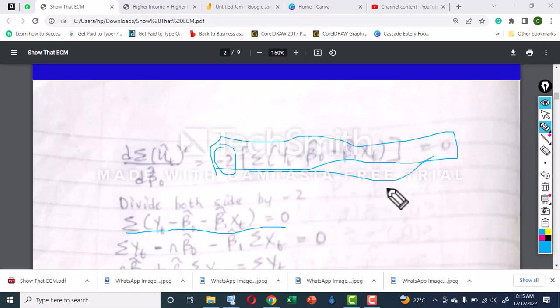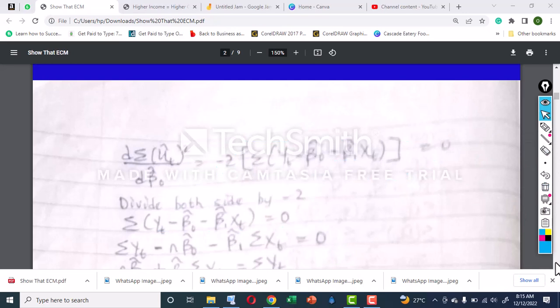So after having this part, we expand it. How do we expand it? Remember that the summation is for all of them, so you multiply each one of them by the summation. That means you use summation times this, summation times this, summation times this. By the time you multiply summation times this, it becomes summation yt.